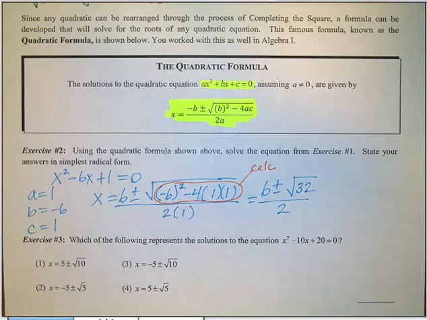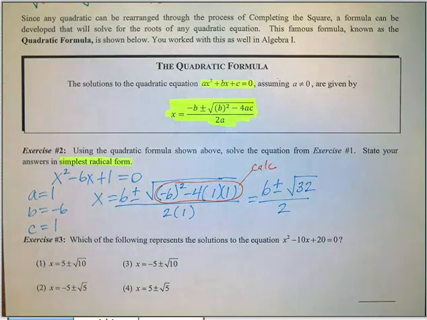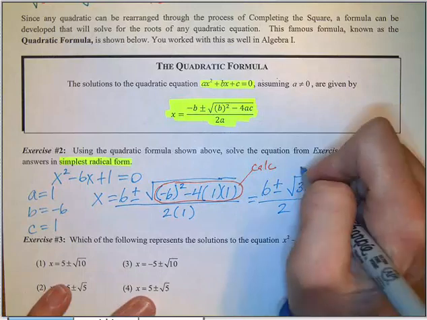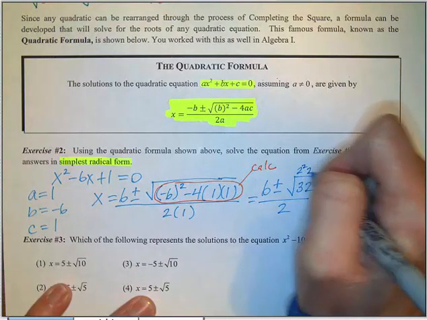Now, I need, again, simplest radical form. So I need to break down my radical 32. So when I do that using my prime factorization on my calculator, I get 2 to the 5th. Well, 2 to the 5th means I have 2 squared, and 2.